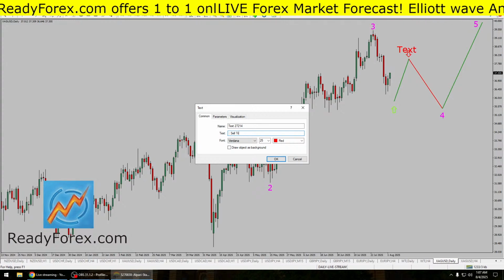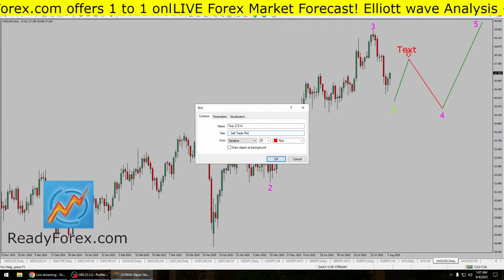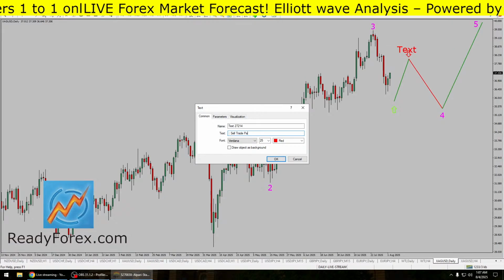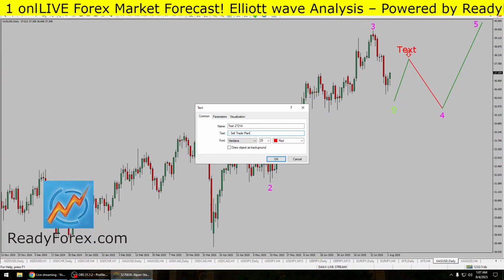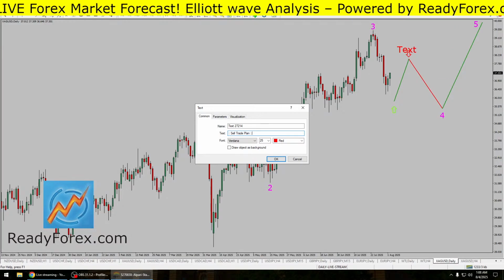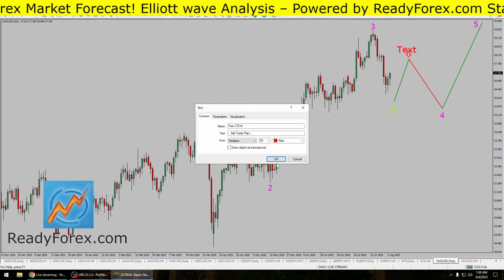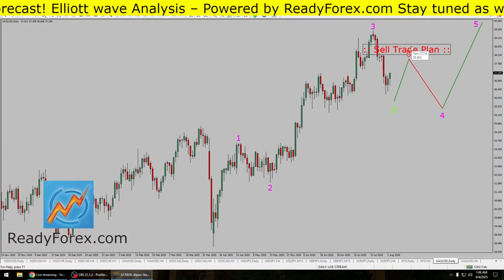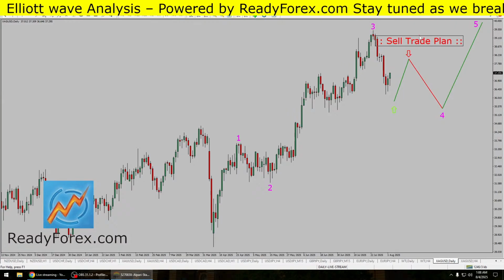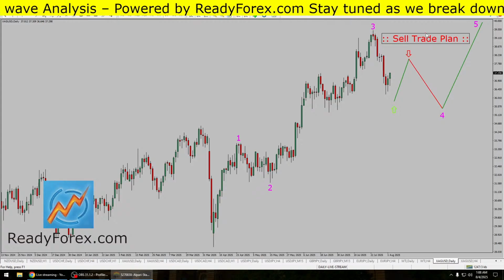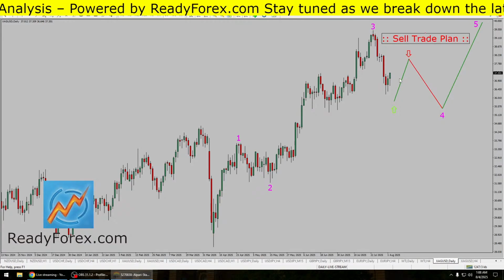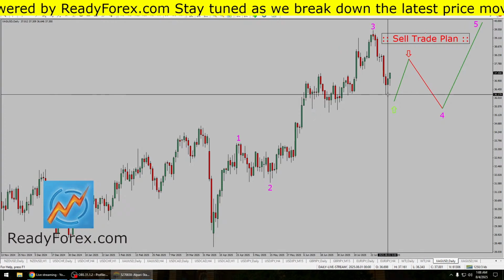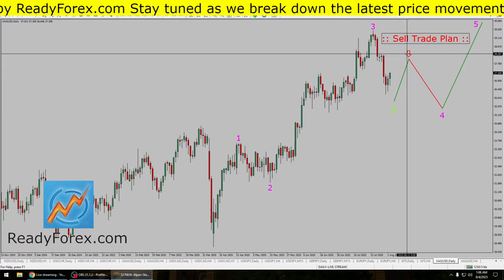So sell trade plan. Now you can use your own day trading strategies. I'm just presenting you my analysis over here. So this is my sell trade plan over here inside spot silver. And I told you guys on Friday as well that do not sell down over here. If you want to sell it, wait for the pullback.